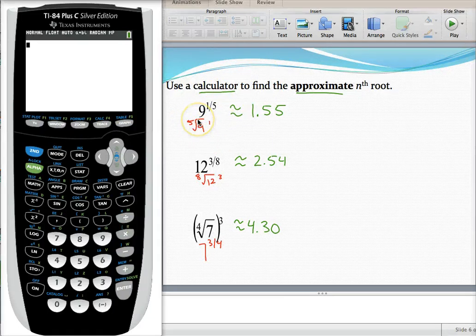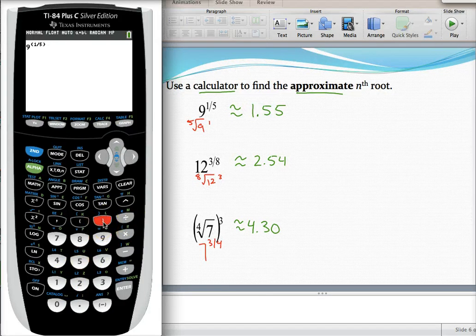So to enter in 9 raised to the 1/5 power, all I'm going to do, just like I would do any exponent, I'm going to type in the 9, use the exponent key. And at this point, if you have one of the newer calculators that puts the exponent up where it's supposed to, you don't need to use parentheses. However, I'm going to, just to be on the safe side, use parentheses and type 1 over 5, or 1 divided by 5 to enter 1/5.